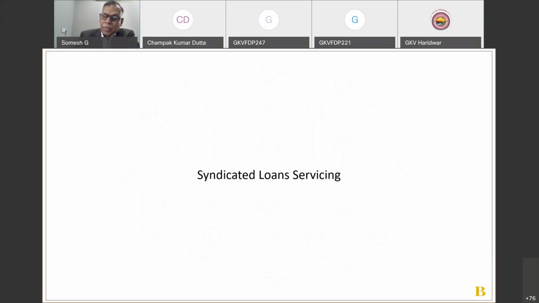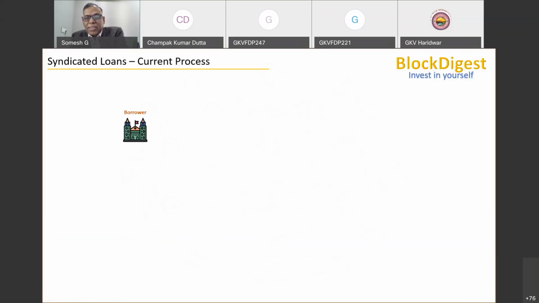So the next use case, syndicated loan servicing. These loans are huge loans. The current process is there's a borrower which has a requirement for a multi-million, multi-billion kind of loan. Let's say it approaches Bank of America, and Bank of America lends $100 million to the borrower, let's say Apple, at X% interest, and has all the records in its database.